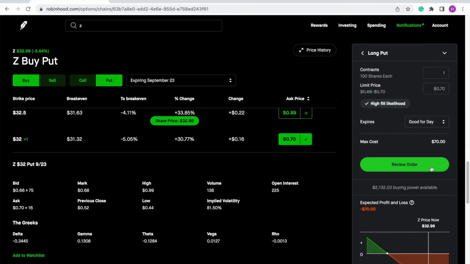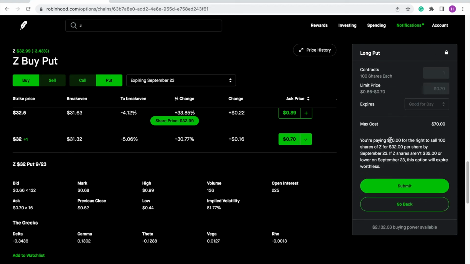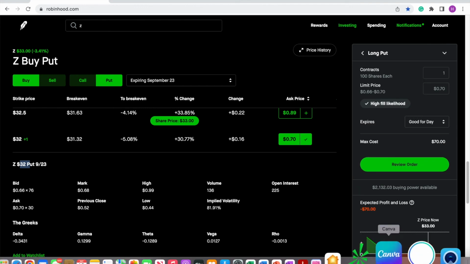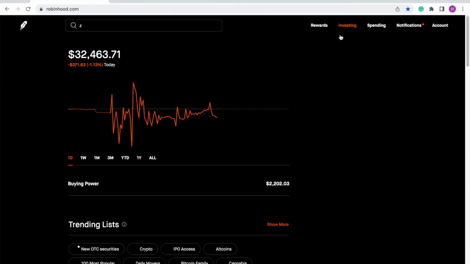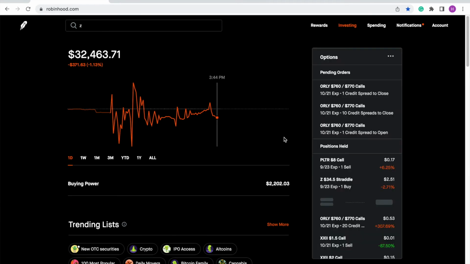Now, real quick, what I do want to show you here is pretty much a summary of what you are doing, right? So we click it here. You are paying $70 for the right to sell 100 shares of Zillow for $32 per share by September 23rd. If the Zillow shares aren't $32 or are lower on September 23rd, this option will expire worthless. All right, so we already went ahead and bought it. We go back to our main folder here, and we see it right here, Palantir call. I'm sorry, not Palantir. Zillow put, one buy.